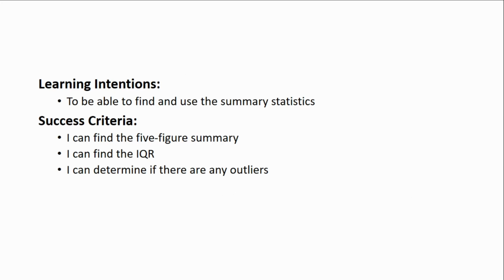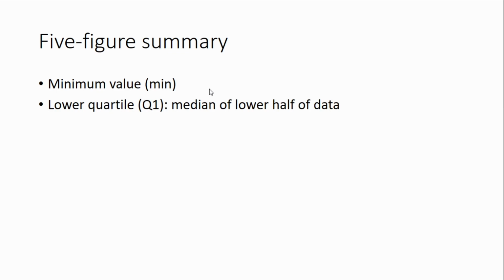Alright, so starting off with the 5-figure summary, let's go through what that is. There's going to be 5 figures as the name suggests. The first value is the minimum value, so the smallest data point there. Next is the lower quartile, also called Q1, and this is just the median of the lower half of the data. Next is Q2 or the median.